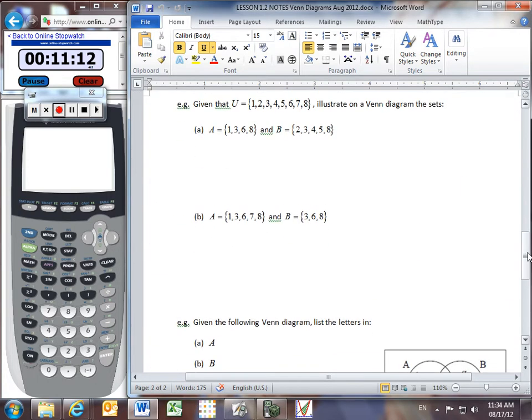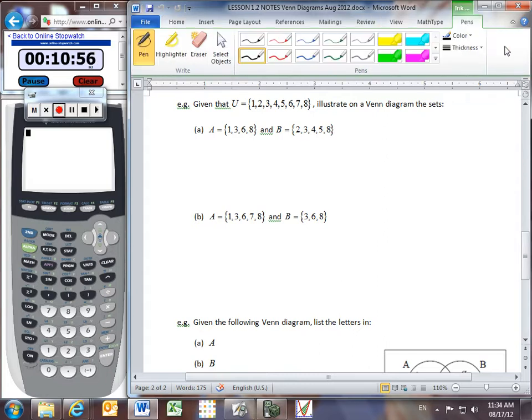Alright, so a few examples. Suppose we've got the universal set 1, 2, 3, 4, 5, 6, 7, 8. Let's illustrate on a Venn diagram the sets A: 1, 3, 6, 8, and B: 2, 3, 4, 5, 8. So, I'm going to begin by drawing the rectangle box, which is my universal set, so I'll label it with a U. It's very important that we label the box and all circles inside with their corresponding capital letters.